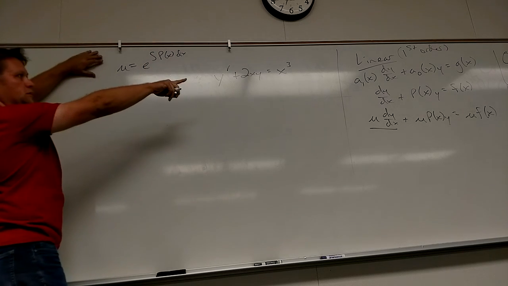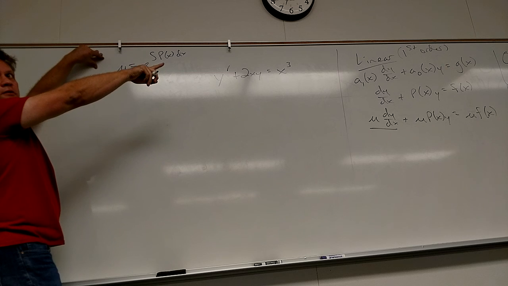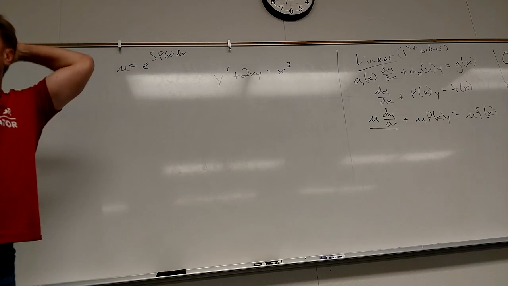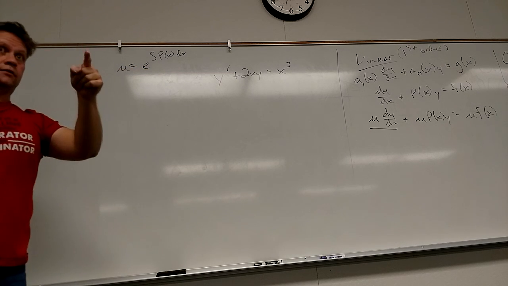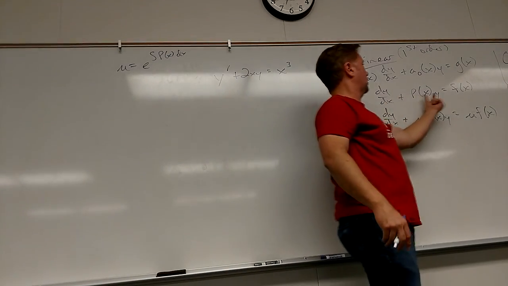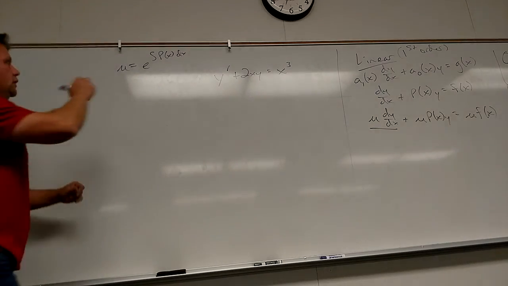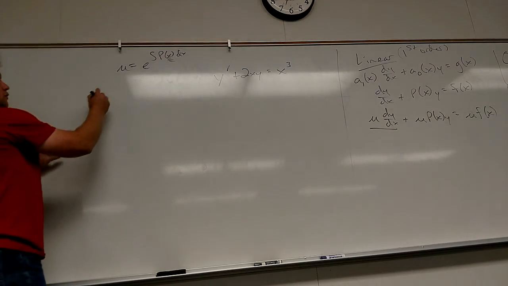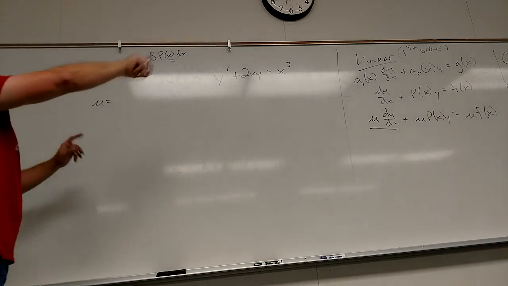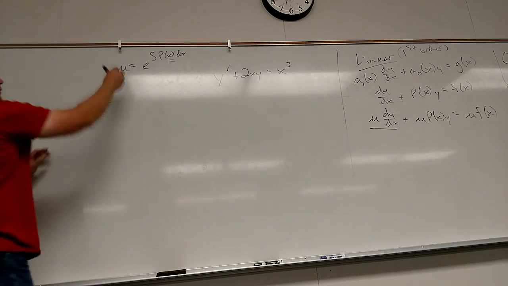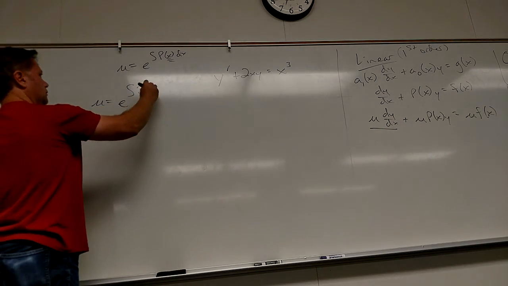So what is P? It's 2x. P of x is the coefficient of the y term. So be real, don't do that to yourself. See how it's just a function of x. So mu, the thing I have to multiply both sides by, is e to the integral of 2x.